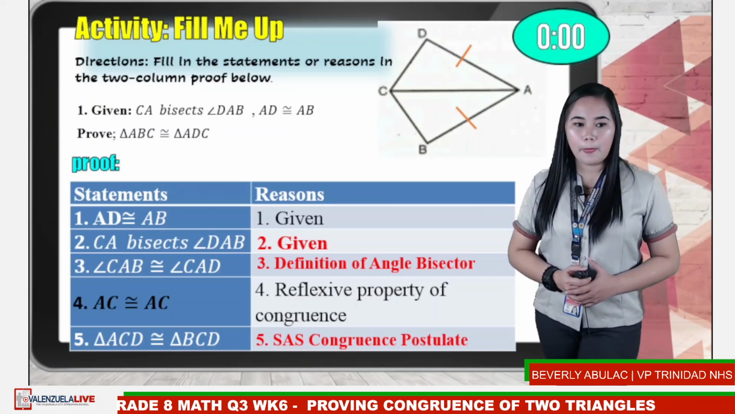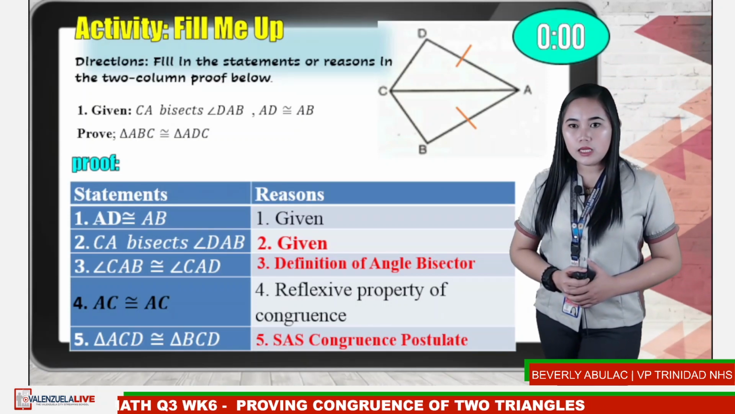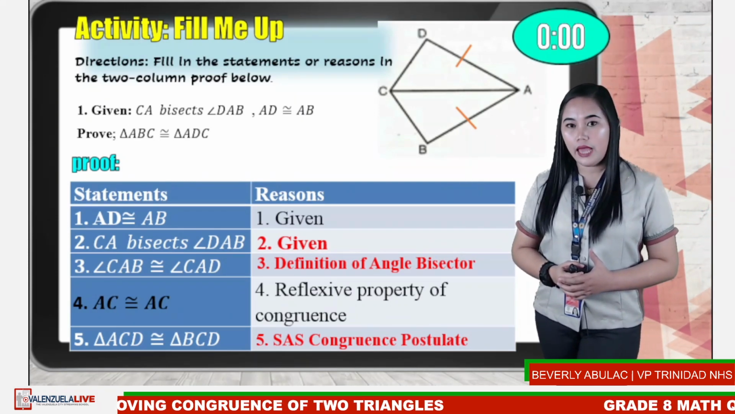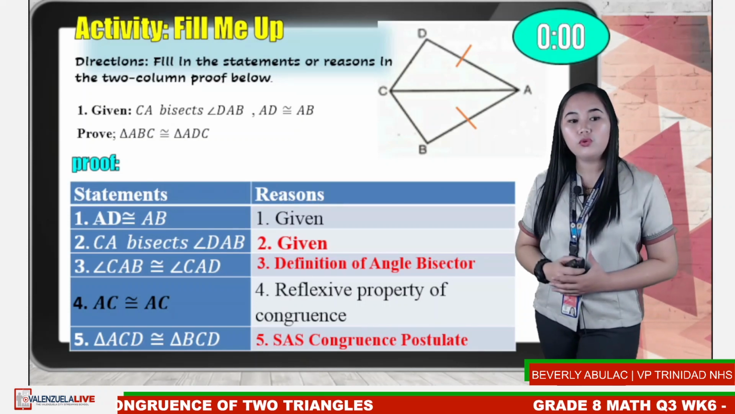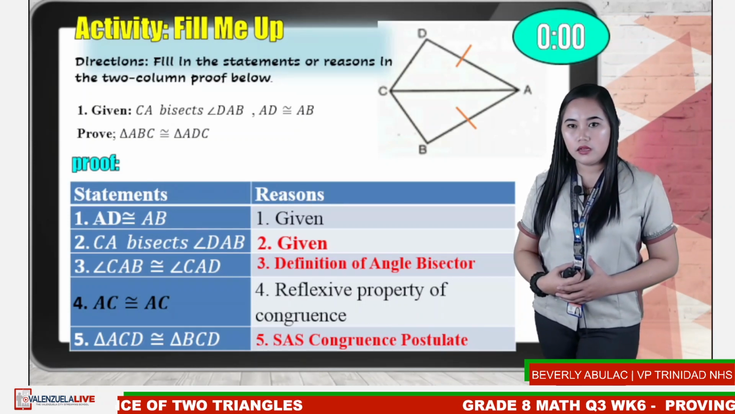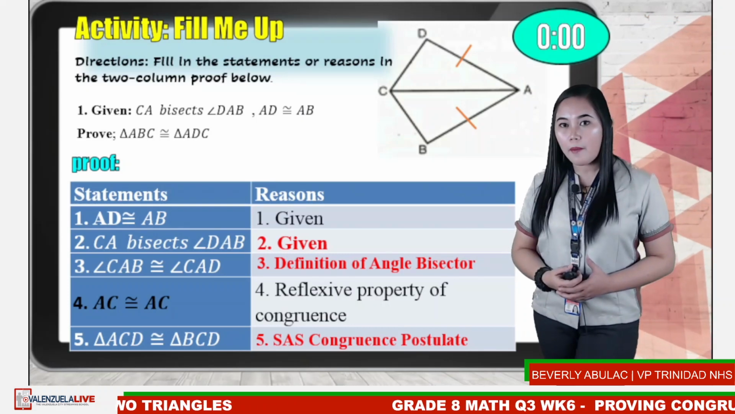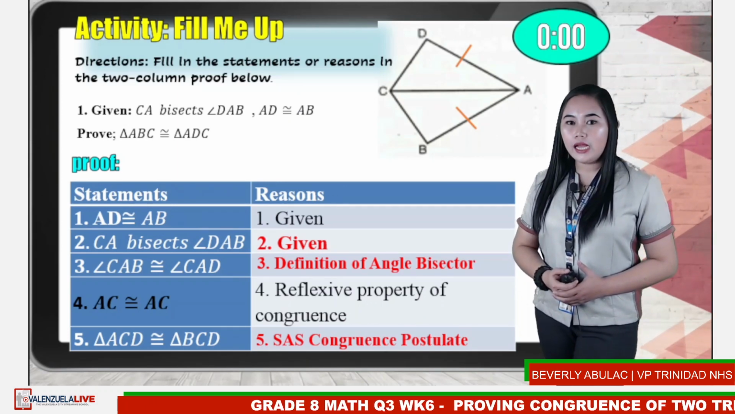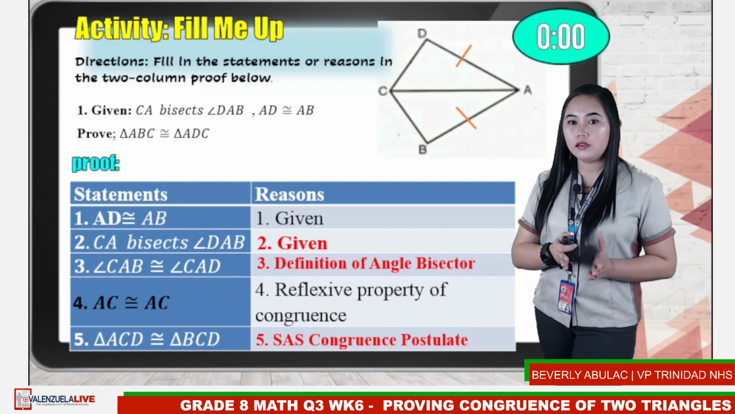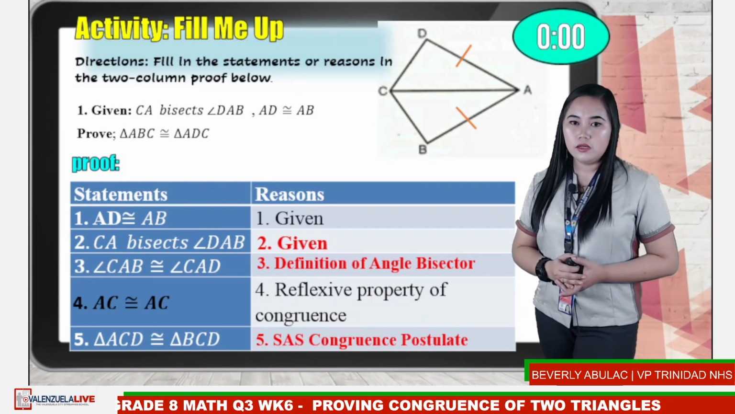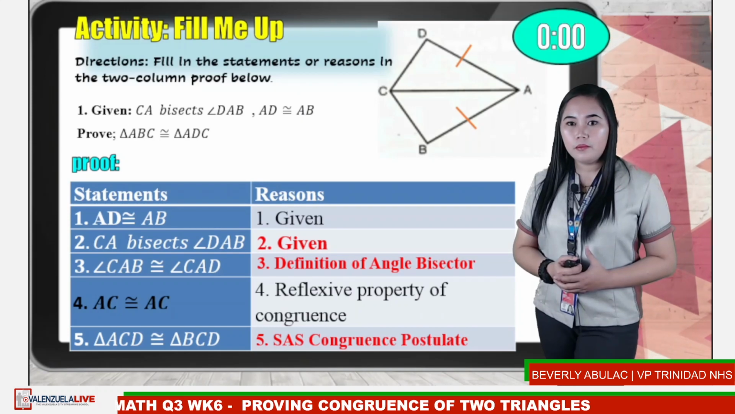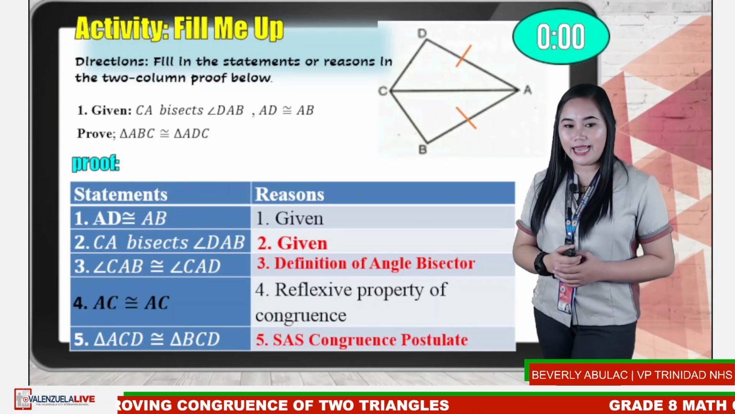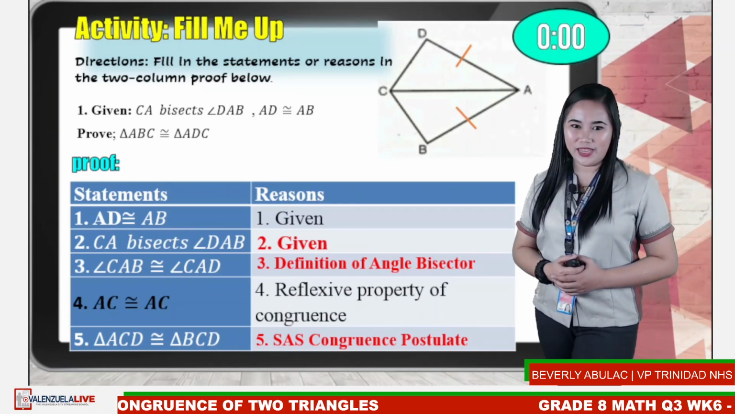The fourth one, as you can see on the figure, they share the same side, which is segment AC. Segment AC is congruent to segment AC. So what is the reason? By the reflexive property of congruence. For the fifth one, triangle ACD is congruent to triangle BCD. So here we conclude that the two triangles are congruent by the SAS congruence postulate.